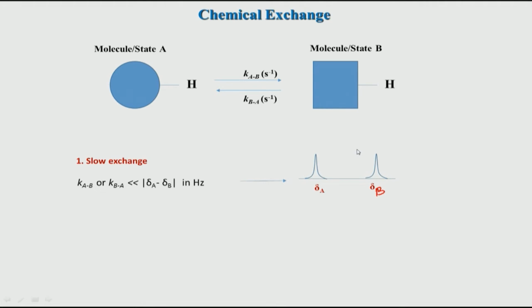We are only looking at the overall picture of what is happening when the exchange is slow or when exchange is fast. As shown here, when the exchange is slow, you will see two different peaks of the same hydrogen atom, one corresponding to state A, the other to state B. This is how the spectrum will look in the case of slow exchange.